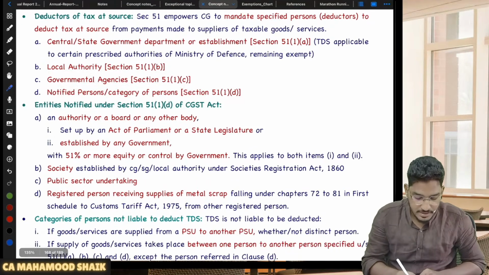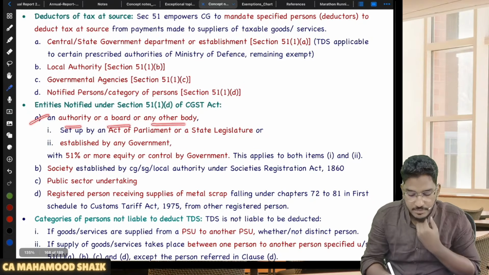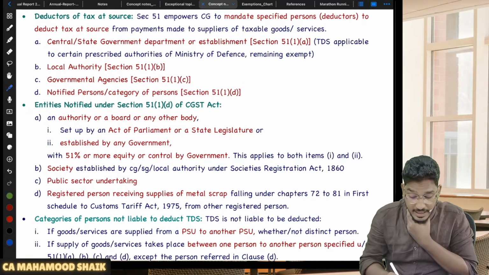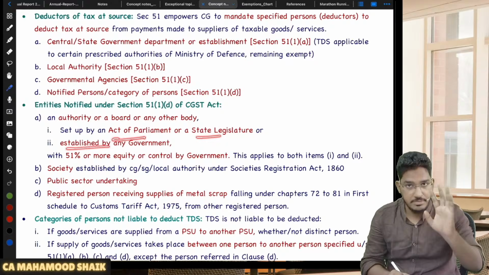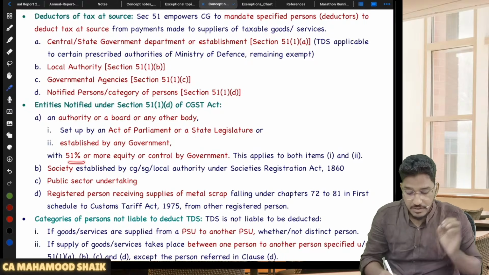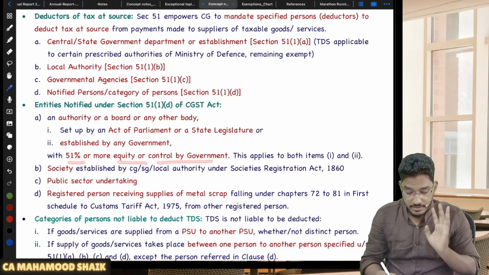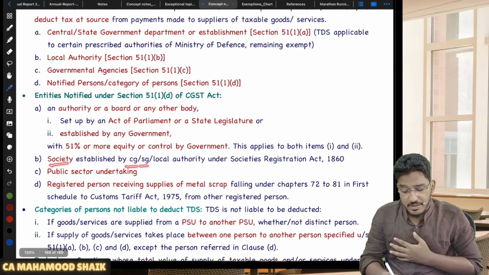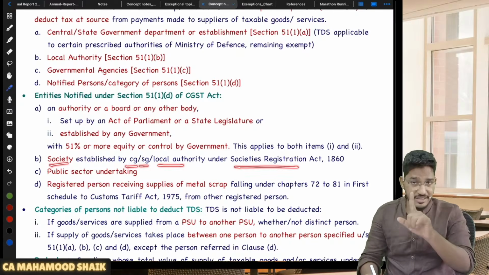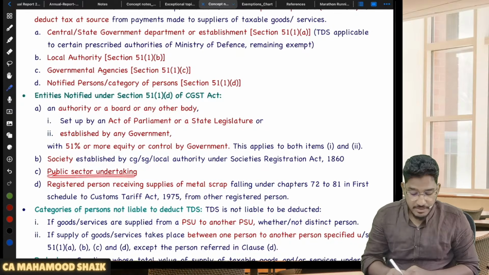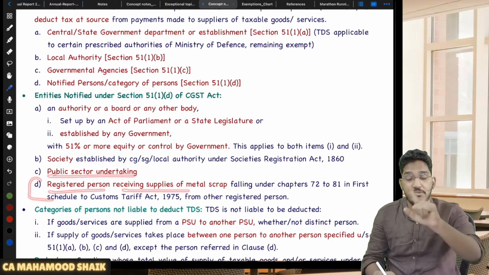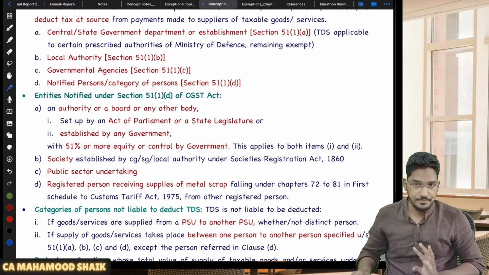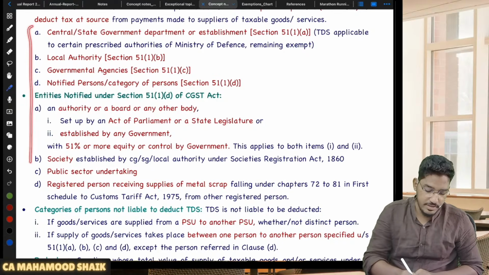Who are those other notified persons, sir? An authority or board which is set up by act of parliament or state legislature, which is established by any government, where 51% or more equity is held by central government or state government or is controlled by government, or a society which is established by central government, state government, local authority under the Societies Registration Act. PSU, public sector undertaking. And one more last point here, a registered person receiving the supplies of metal scrap from another registered person. These are all the notified recipients here.